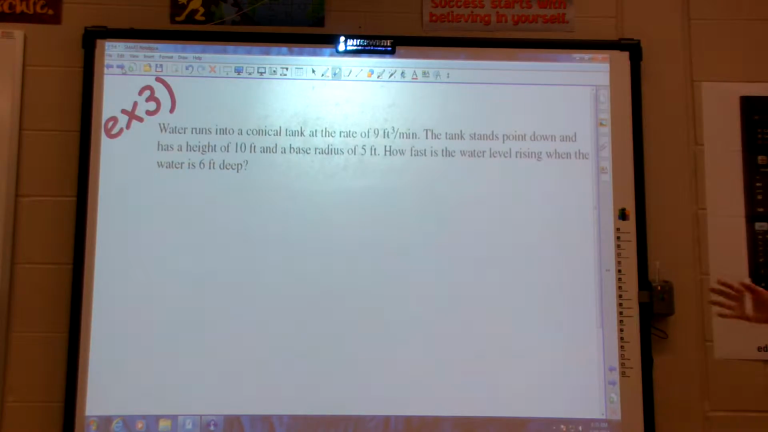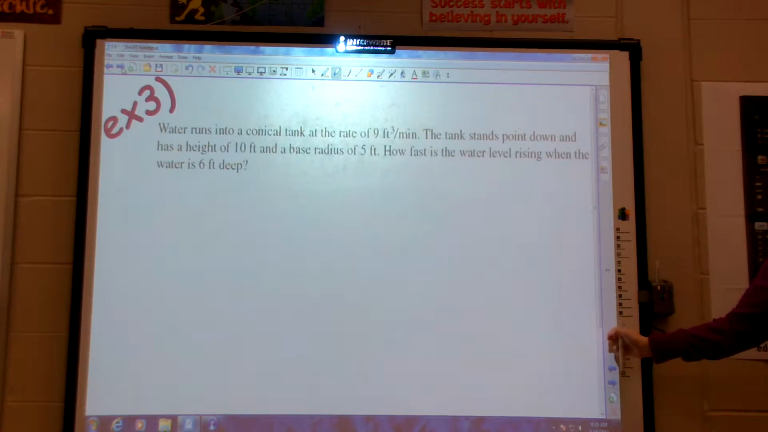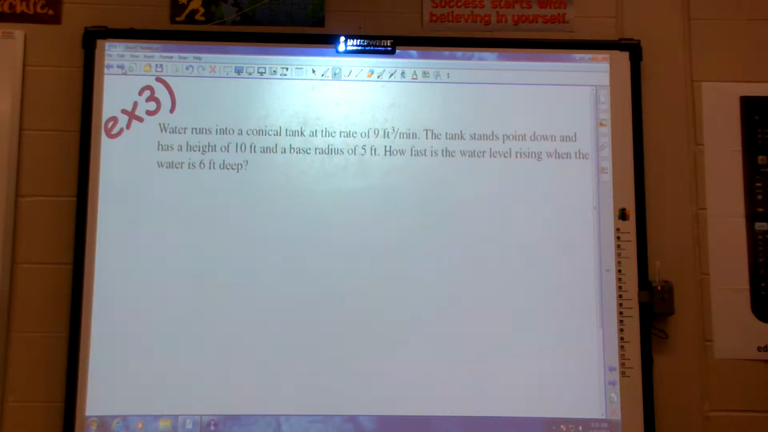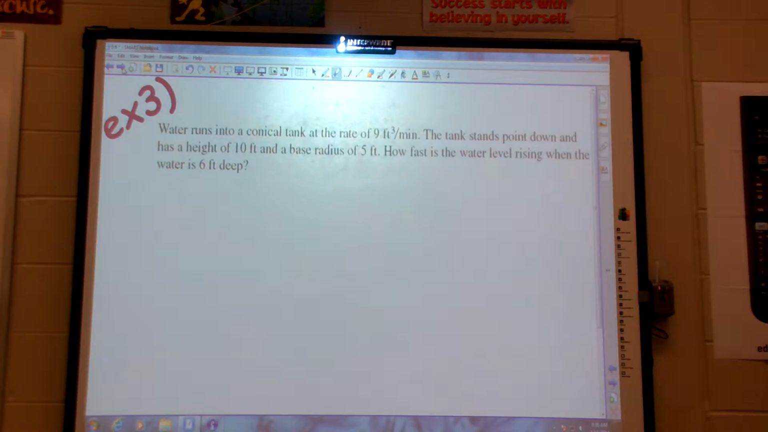But I want to emphasize to you, this is a very typical problem, and I did talk about this yesterday in cones, where you're filling it with water, you're eating ice cream, you're pouring a sand pile. When you're talking about related rates, you're almost always going to have a problem like this. So you definitely need to know how to do it. Water runs into a conical tank, by the way, conical is cone, at a rate of 9 feet cubed per minute. The tank stands point down, with a height of 10 feet and a base radius of 5. How fast is the water level rising when the water is 6 feet deep?